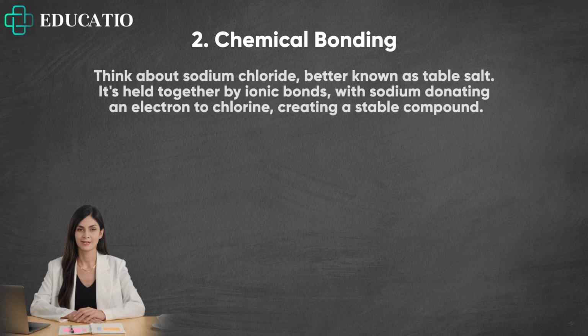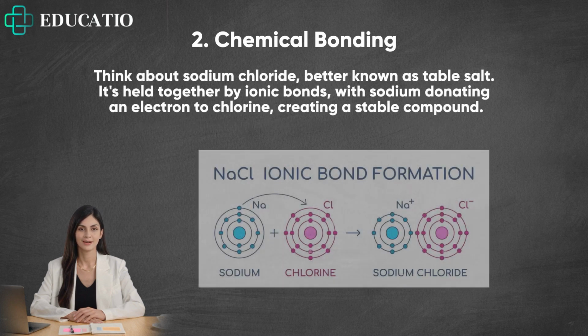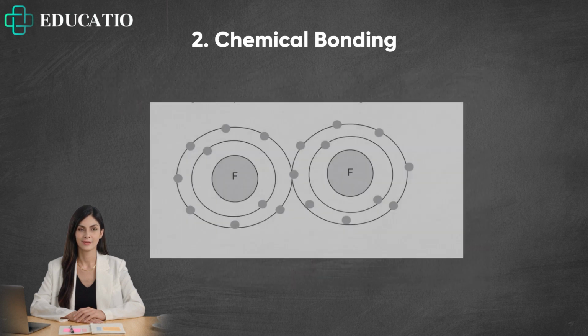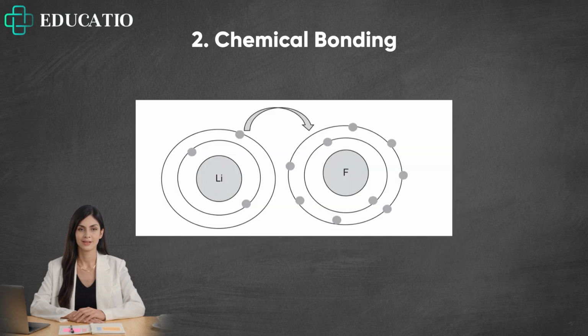Example, think about sodium chloride, better known as table salt. It's held together by ionic bonds, with sodium donating an electron to chlorine, creating a stable compound. In the image below, you can see covalent bonding. Now, the next image you can see is of ionic bonding.